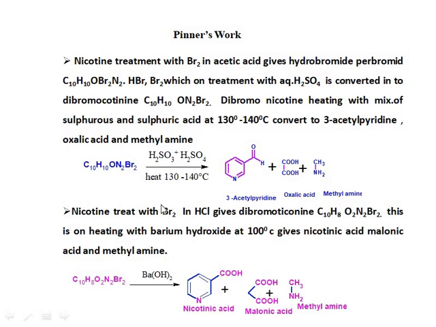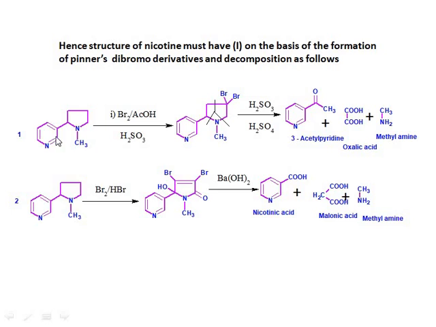In the second step, what happens? Nicotine is treated with bromine in HCl. They get dibromo cotinine, and this dibromo cotinine on heating with barium hydroxide at 100 degrees centigrade gives nicotinic acid, malonic acid, and methylamine. From those reactions, the scientist Pinner showed that nicotine must have the structure like the first structure, right?